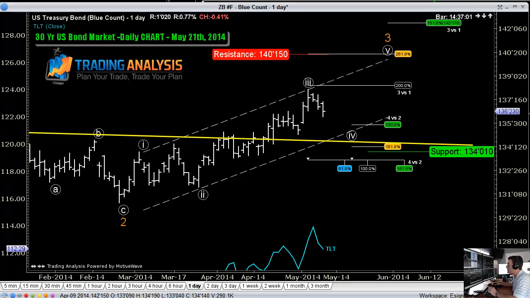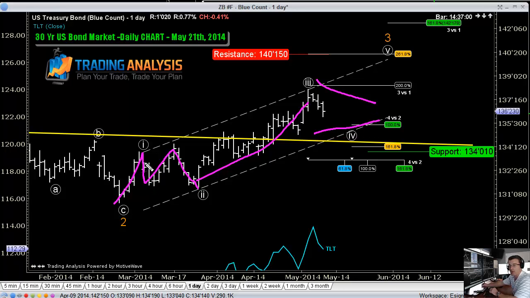So the trade we're looking at here is the 30-year bond market. And we're looking to put on an option structure in wave 4. Just to give you the background here, here's wave 1, wave 2 is a nice A, B, C correction, wave 3 up, and now I think we're moving into wave 4.